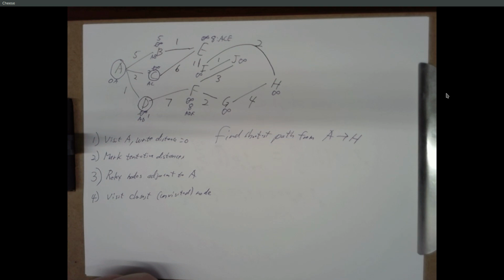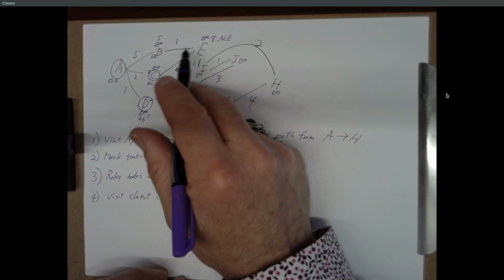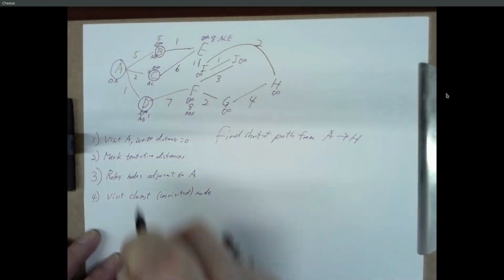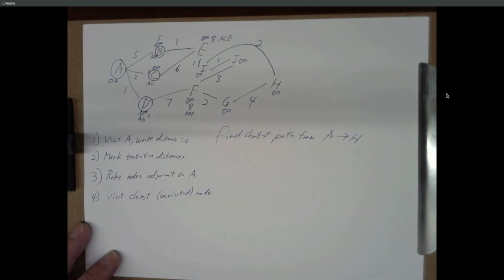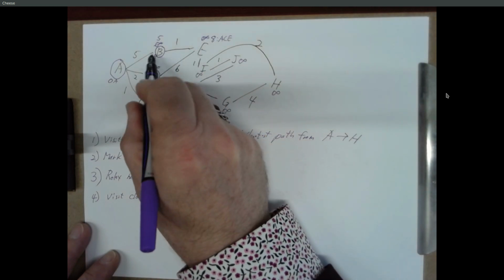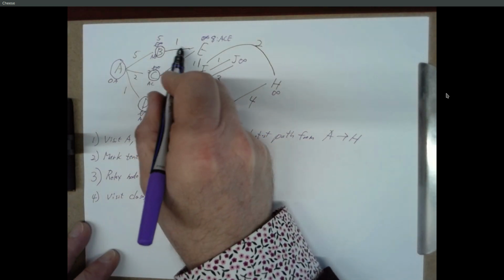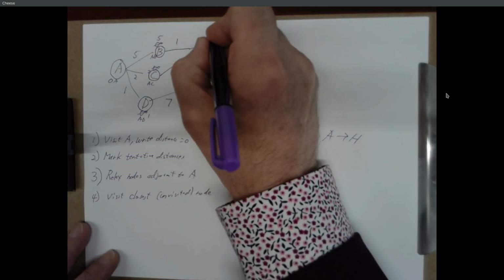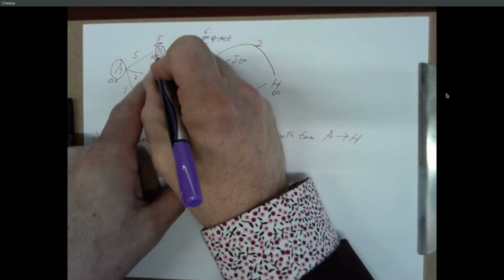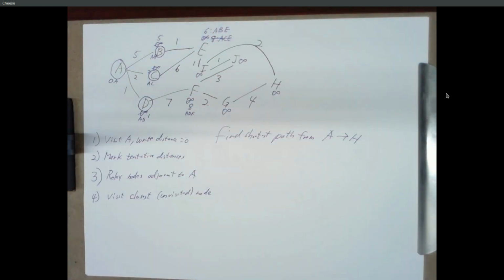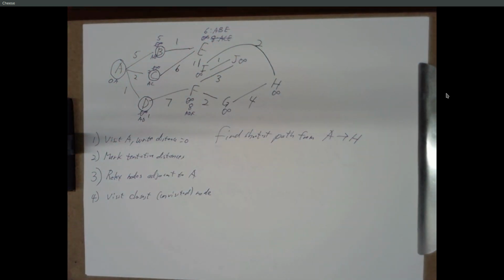Okay, now we find the closest node. We've got an 8, we've got an 8, we've got a 5, looks like this one, and relax what's adjacent to that. Well, the only node adjacent is this node here. 5 to get to B plus 1 is 6. That's better than 8, so we're going to change that. We're going to relax it to a 6, and the path is first get to B, AB, and then go to E. And you just keep doing this.